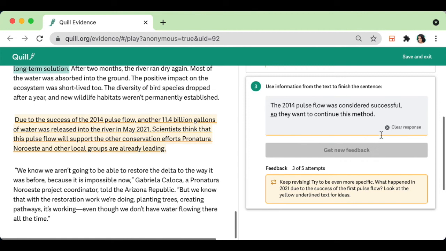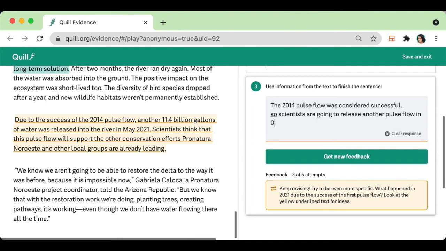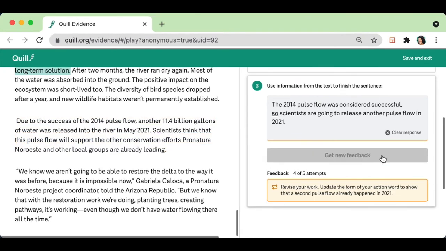At this point, they might clear their response and write, "So scientists," being more specific, "are going to release another pulse flow in 2021." The feedback says, "Revise your work. Update the form of your action word to show that a second pulse flow already happened in 2021." So according to the passage, the pulse flow was released in May 2021. So responses that say that they're going to will get this feedback directing them to switch out their action word to more accurately represent the evidence from the text.